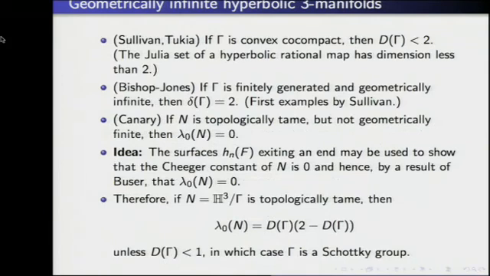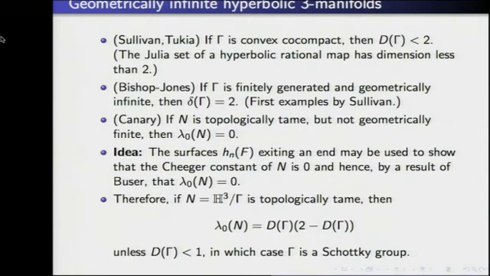And one thing that comes out of this theory is that if gamma is convex co-compact, the Hausdorff dimension is less than 2. Tukey also had a proof of that, and Dennis, in parallel, has a proof that the Julia set of a hyperbolic rational map has dimension less than 2. Now, Bishop and Jones showed a nice dichotomy: if the group is finitely generated and geometrically infinite, then the critical exponent is 2. And the amazing thing about this is that they didn't use tameness. They just did it. So none of this topological nonsense.